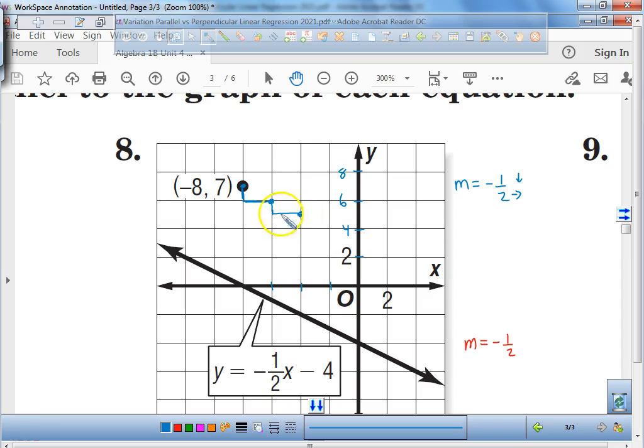Wait a second. Why is that 2? Because the difference between here and here, it's been scaled by... Nope, not scaled by 1 half. It's been scaled by 2. See it? Negative 2, negative 4, negative 6, negative 8. So I'm going down 1 over 2. It's kind of tricky. So here's my new line.